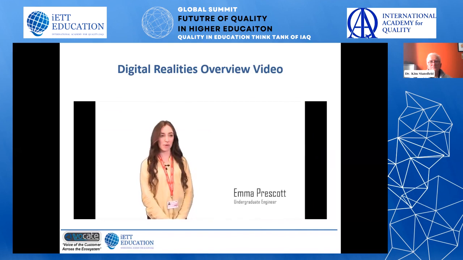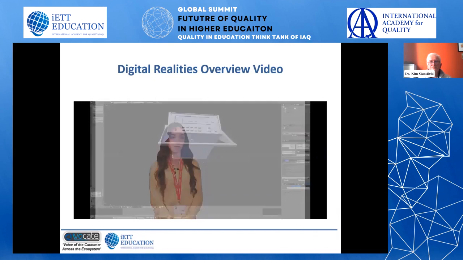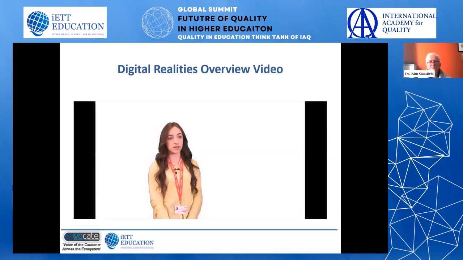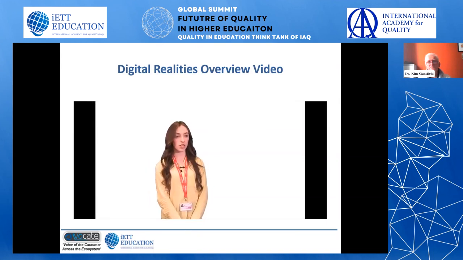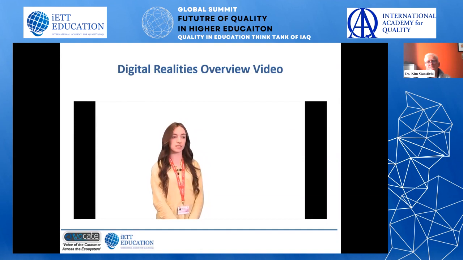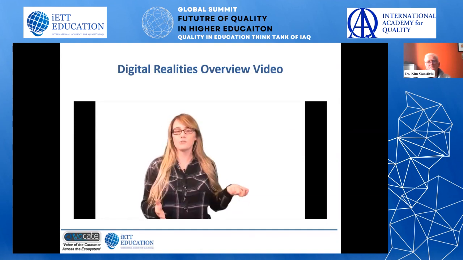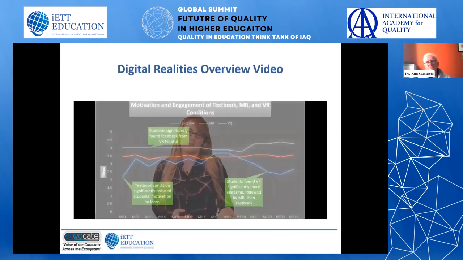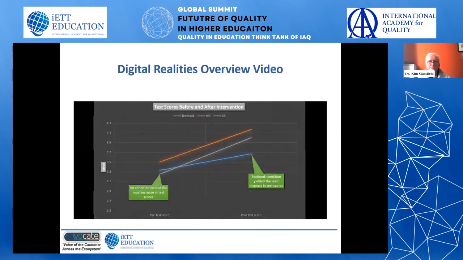Hi, my name is Emma Prescott. We began by creating basic models to represent expensive equipment for students to use in the digital world. Real-world physics were added, giving a sense of realism and immersion. With these applications, students can change the values affecting the equipment and see accurate results live. Preliminary results show that this increases students' motivation and engagement with learning materials. If we're able to increase student enjoyment, then this also helps to improve student satisfaction rates.